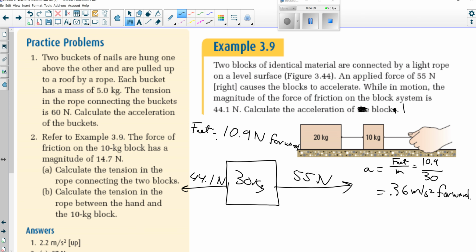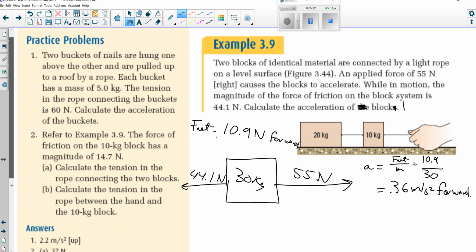So in a good situation like this one, which is a bit simplified, this is what we want to have happen. The second part of this that we looked at yesterday was, we have all of that. We know the acceleration is 0.36. Now it says the force of friction on the 10 kilogram block is 14.7 newtons. Calculate the tension in the rope connecting the two blocks.